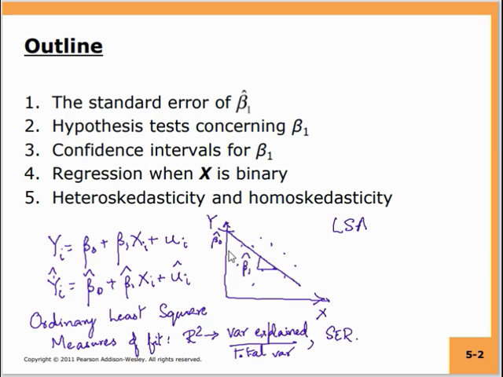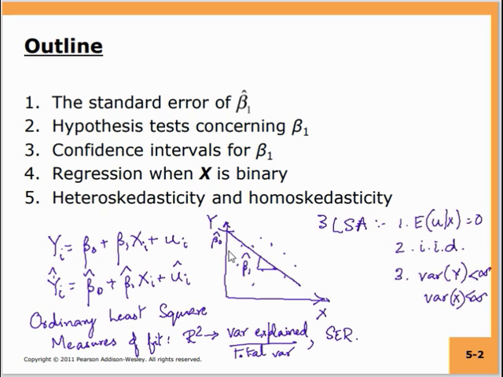The first one of which was that the expected value of u given x is equal to 0. The second one was that the x's and y's were IID, and the third one was that the variance of y as well as the variance of x were both bounded. So there were no large outliers.